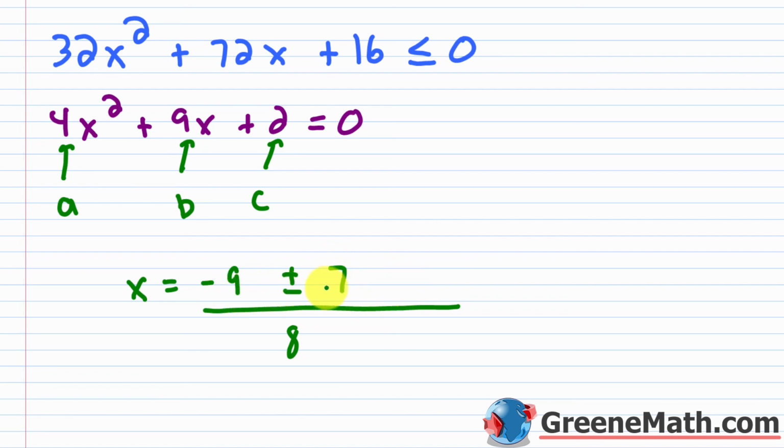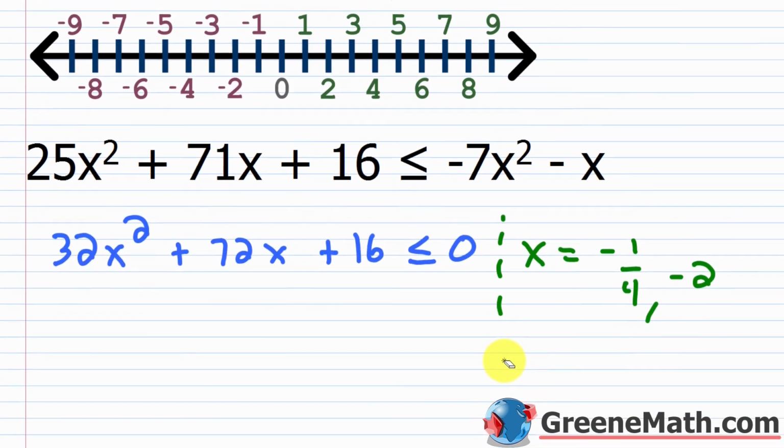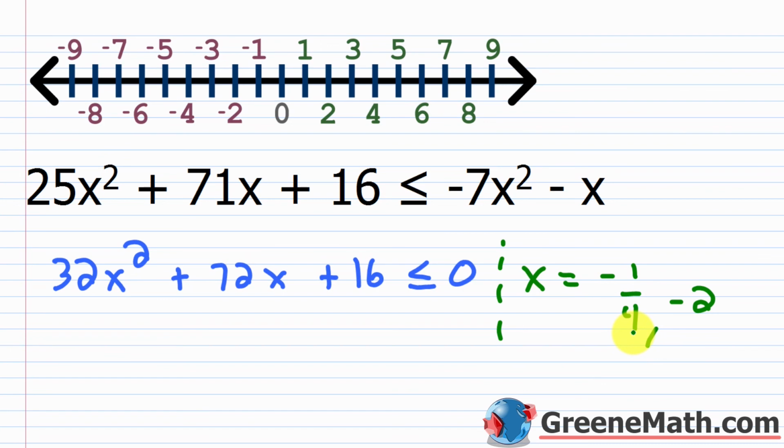So we have negative 9 plus 7, which is going to be what? It's going to be negative 2 and then over 8. So we'll say that one solution is x equals negative 2 over 8, which we know would simplify to negative 1 over 4, so negative 1/4. Then the other solution would be negative 9 minus 7, and that's going to be negative 16, and then negative 16 over 8 would be negative 2. All right, so let's erase all this. We don't need this anymore. So we can see our two critical values or boundaries are negative 1/4 and negative 2.